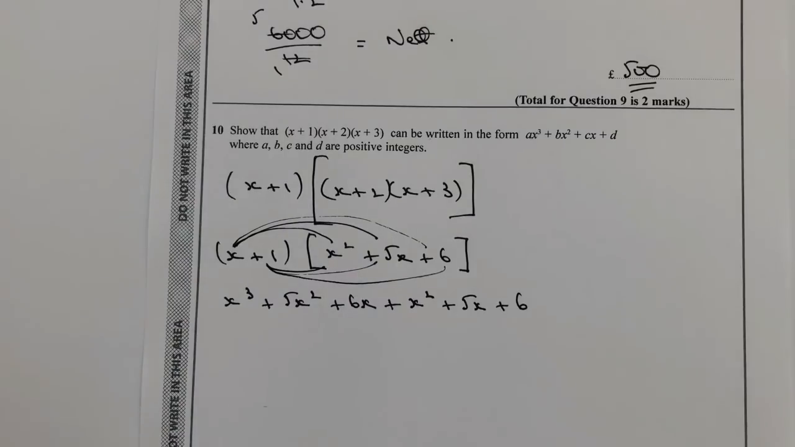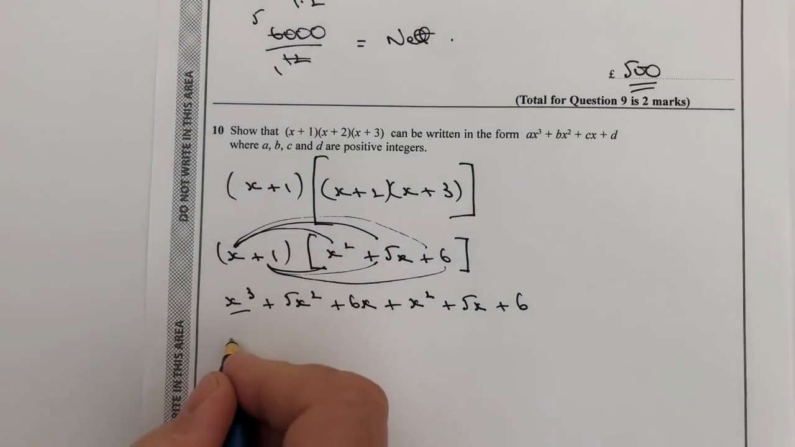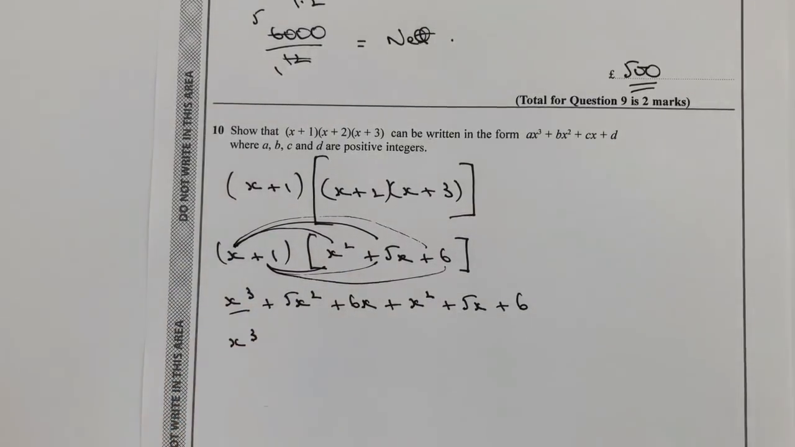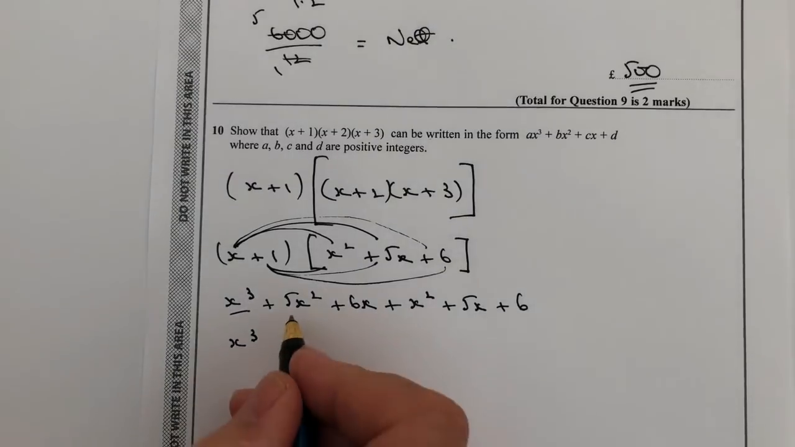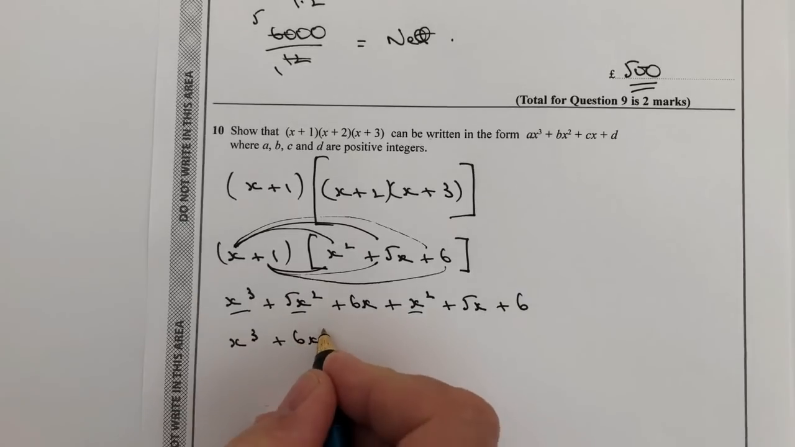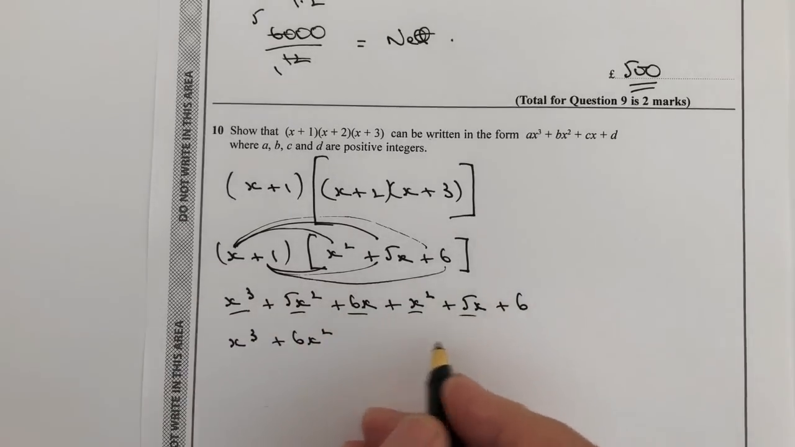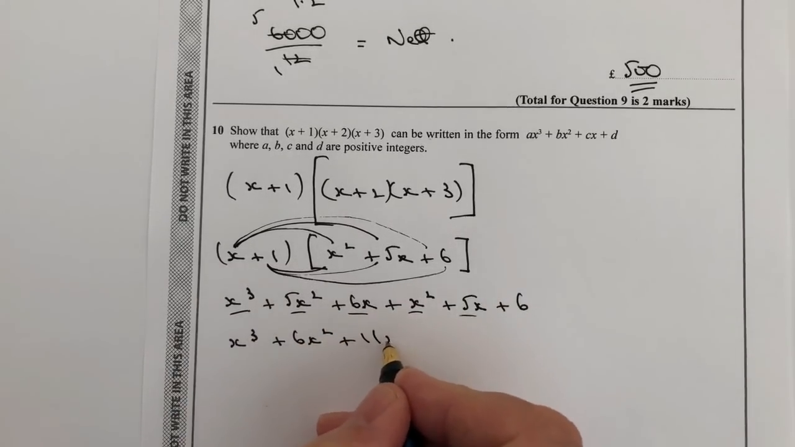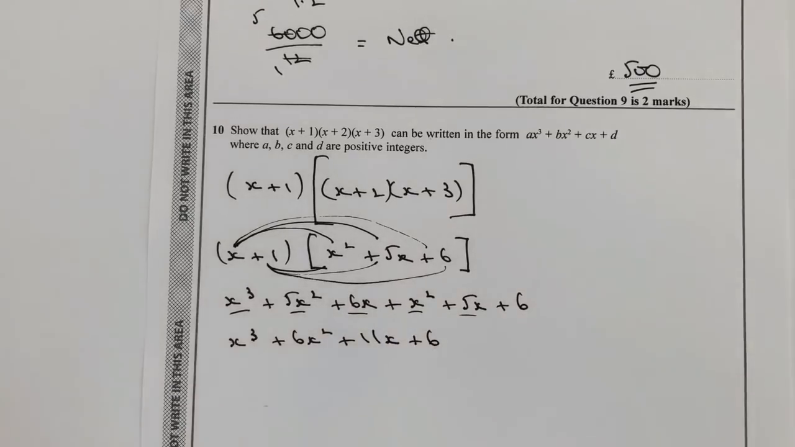So I'm going to gather up my like terms. I've got an x cubed term there, so I'm going to leave that as it is. And then I've got 5x squared and x squared, so that's going to be plus 6x squared. I've got a 6x and a 5x, so it's going to be plus 11x and then plus 6 at the end. And actually, that answers the question.